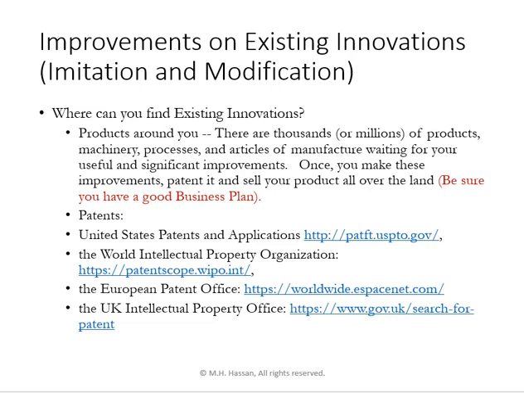Where can you get those ideas? You see the products all around you. Also, you can go to patent offices, like the United States Patent Office website or the World Intellectual Property Organization, or the European Patent Office, or the UK Patent Office, or the Canadian Patent Office, and you can see the links. I will give you a list of other websites at the end of the presentation. So you can pick any patent or patent application in your area of expertise and try to improve it. This is what imitation and modification really is.